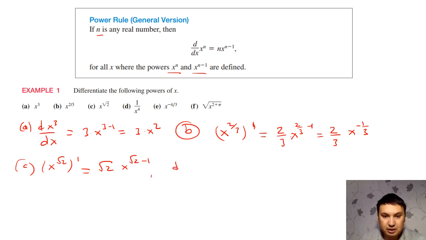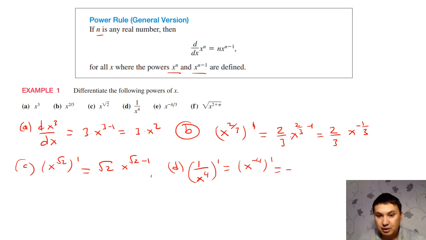The next seems somewhat interesting. 1 over x to the 4. So it's not in this x to the n form, right? So how do we handle this derivative? Well, first we can rewrite it as x to the minus 4 and then take the derivative. And now we see that n is minus 4, so this is like minus 4 times x to the minus 4 minus 1, which gives us minus 4 times x to the minus 5, not minus 3. The E and the F are not similar, so I leave them as exercise.